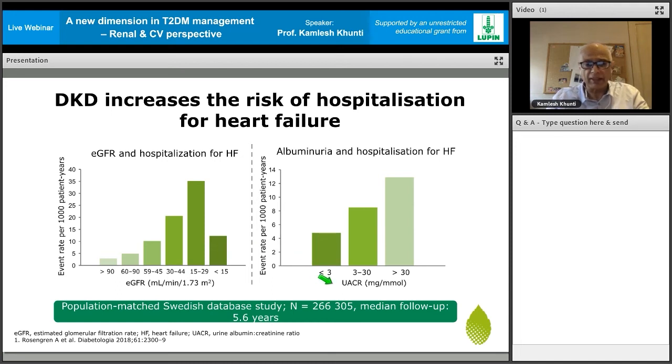So this is a really large study, 266,000 people with a median follow-up of 5.6 years. So very, very solid data. Now looking at albumin-creatinine ratio, less than 3 is the normal range, and this is the severe range, over 300, macroalbuminuria. And these are events per 1,000 person years again. And as we see, hospitalization for heart failure is greatly increased as soon as people have a urine albumin creatinine ratio that is positive for microalbuminuria.